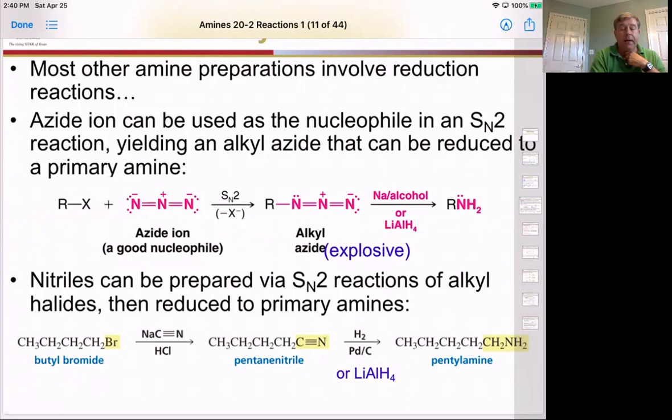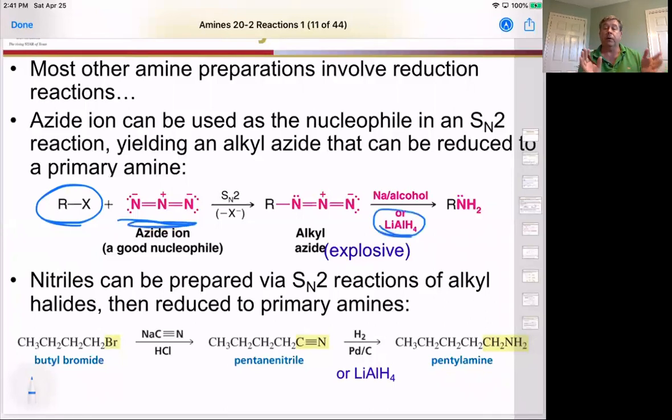So this is great if we have an alkyl halide and we know we want to make our primary amine from an alkyl halide, but instead of using just amine as our nucleophile, we use an azide ion as our nucleophile, and then we follow it up with a reduction to get that primary amine.